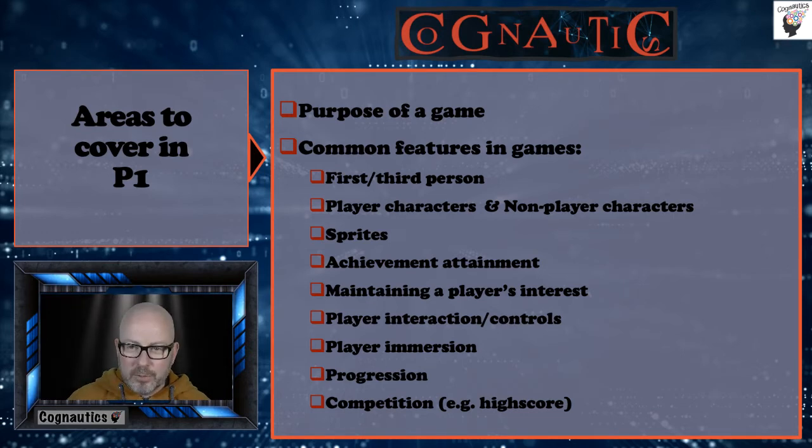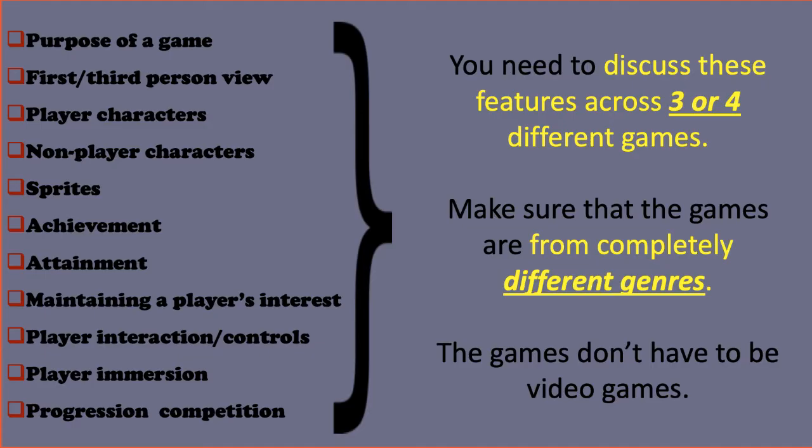I'm going to go forward and show you the next slide, which will give you a better idea of how this might come together. So first of all, on the left hand side here, you can see all of the areas that you should have covered. Purpose of game, first, third person view, player characters, non-player characters, sprites, achievement, attainment, maintaining a player's interest, interactions, immersion and competition. So I'm in a moment going to go through each of these in turn and tell you what they are and what they can bring to a game.